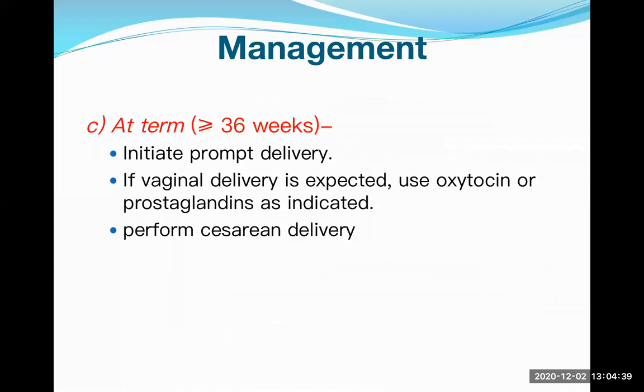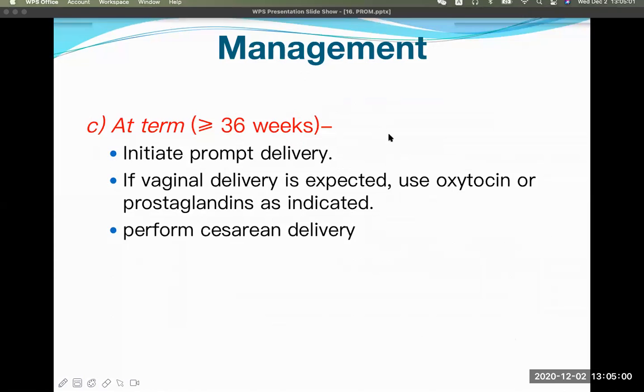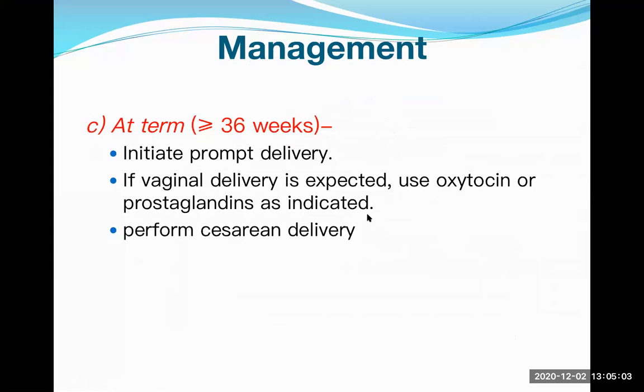Now at term, the baby is already matured, the lungs are already matured. Term means after 37 completed weeks of gestation, but even at 36 weeks the lungs are already matured because they mature at 34 weeks of gestation. So we don't need to worry much. Initiate prompt delivery. Don't delay, because there is no point in delaying now. If vaginal delivery is expected, use oxytocin or prostaglandins. If vaginal delivery is not expected, perform cesarean delivery or cesarean section. So these are the management issues in case of term premature rupture of membrane.